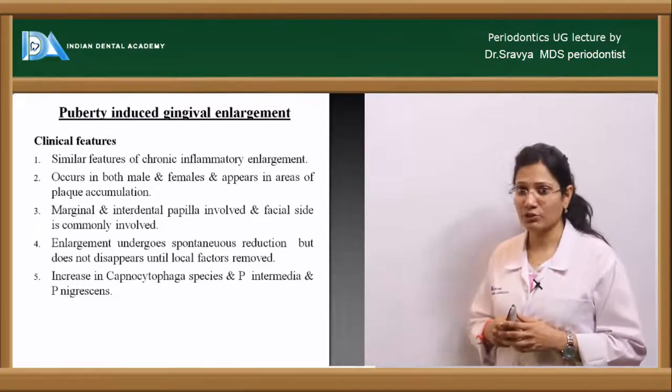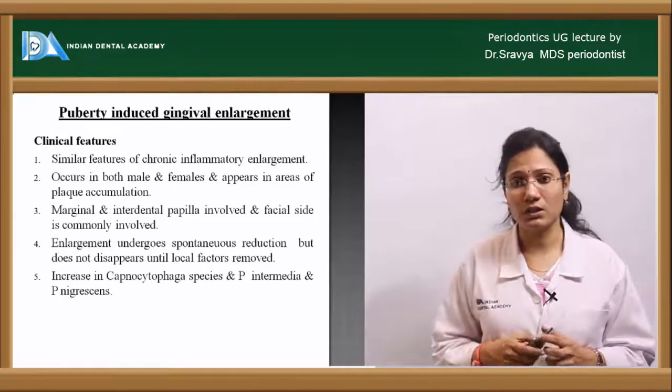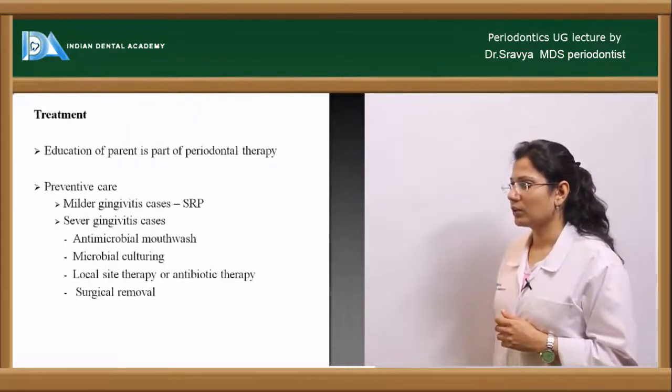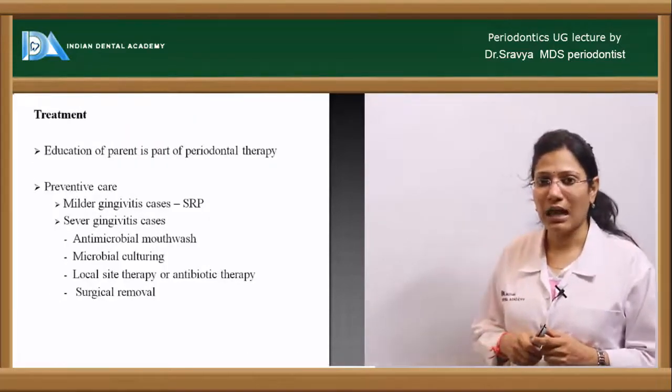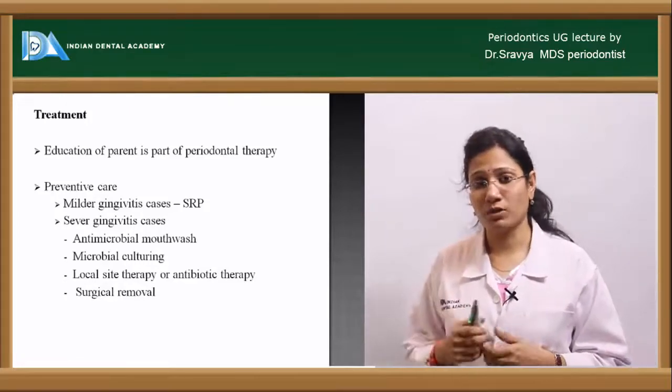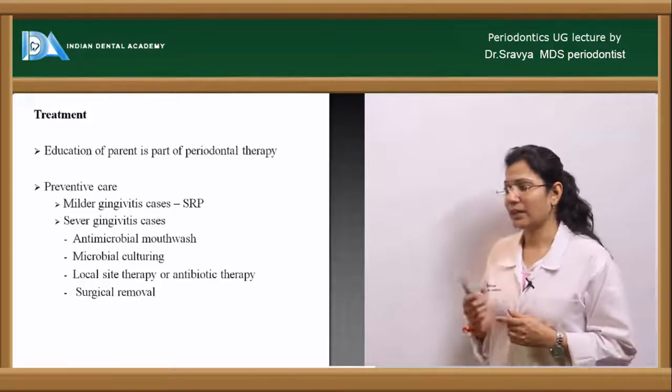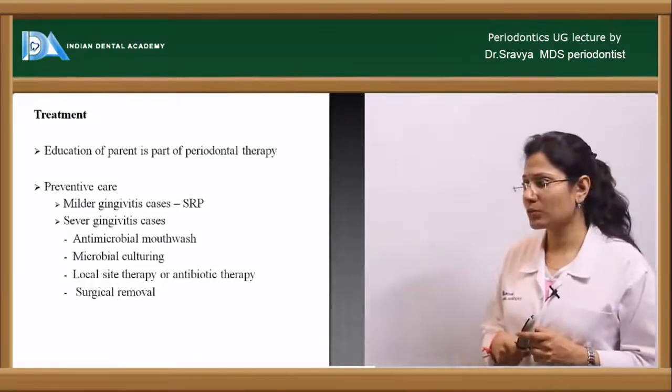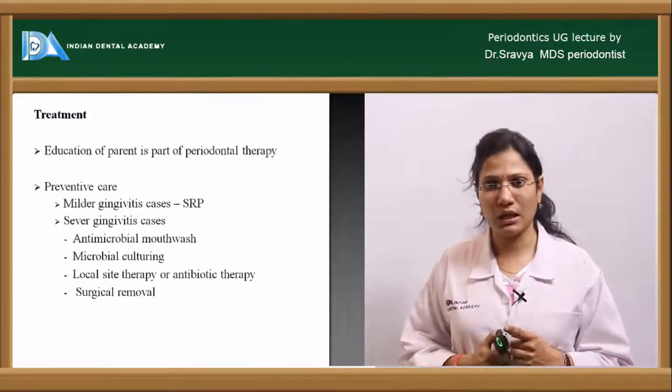Increase in Capnocytophaga species and Prevotella intermedia have been noted. Treatment: educate the parent, and the education of the parent is one of the important parts of periodontal therapy, and then you do preventive care. If it is mild gingivitis, then you can do just scaling and root planing.